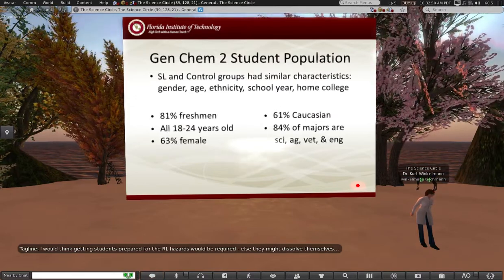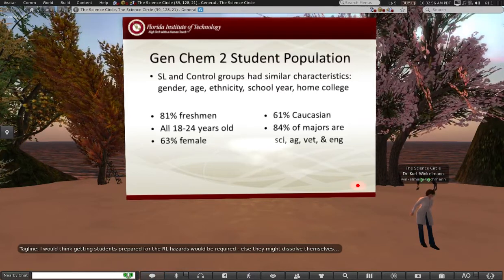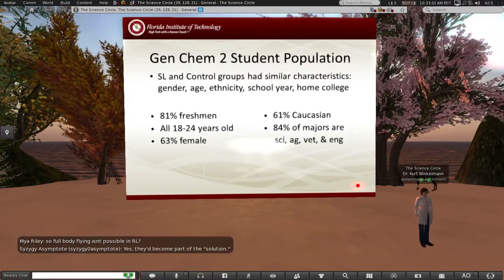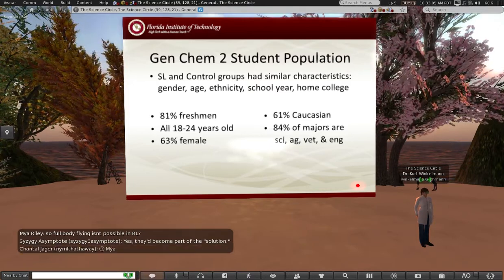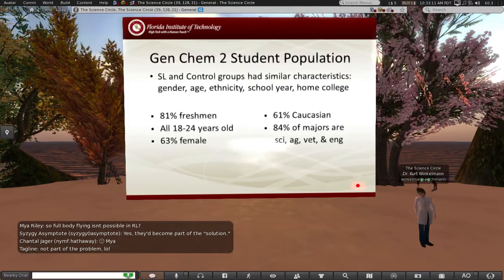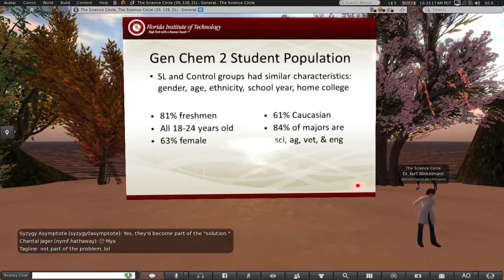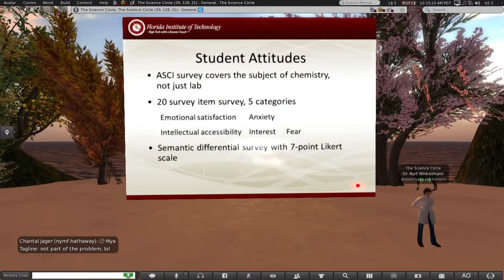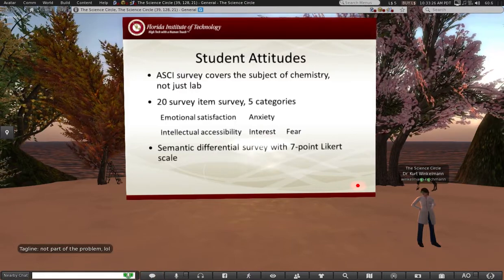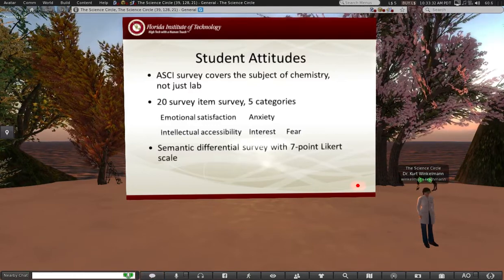Okay, our population, as I say, this is a first-year course for most students. They were similar in just about every respect that we measured. Typical young college age, mostly female, Caucasian, and the vast majority were in science, engineering, agriculture, veterinary science. So we had what I would say is a fairly typical, traditional group of college students, at least for a large public university in the U.S.